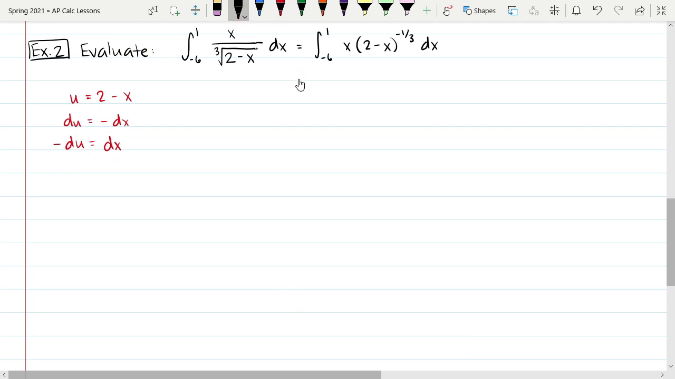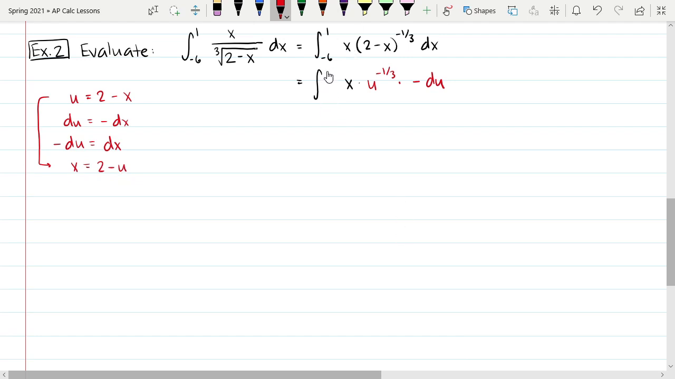So when we substitute, we're going to have an x times u to the -1/3 times, and then dx is going to be a negative du. That x didn't cancel out, so that means I do need to substitute again. So I'm going to solve this equation for x. If u equals 2 minus x, that means x is going to equal 2 minus u.